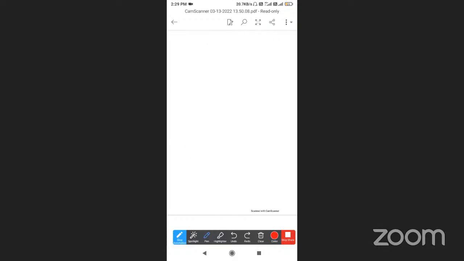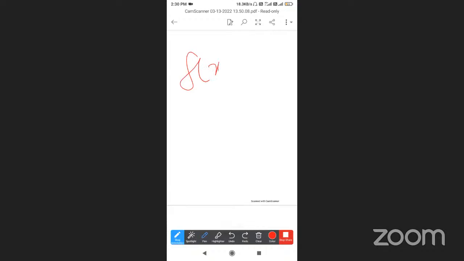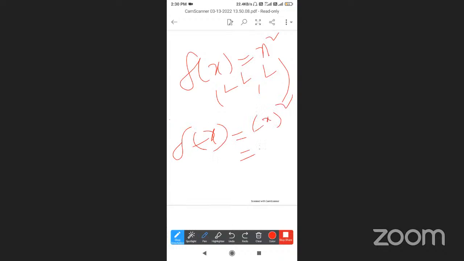So in page number 87, example 8, f(x) is equal to x². The interval is minus L to L, so we have to apply the test. f(x) is equal to x². f(-x) is equal to (-x)², which is equal to plus x², equal to f(x). So this is an even function on the interval minus L to L.